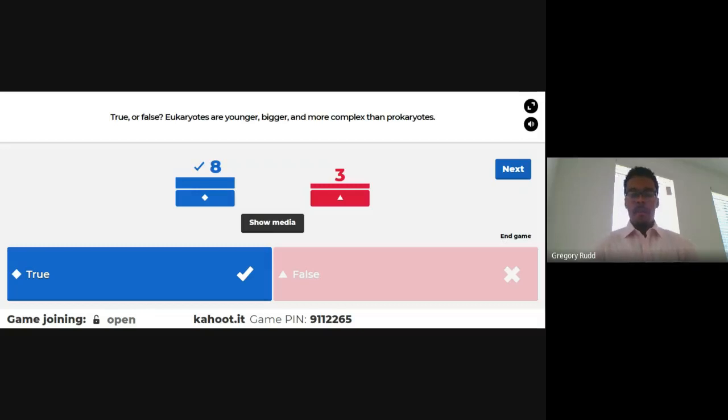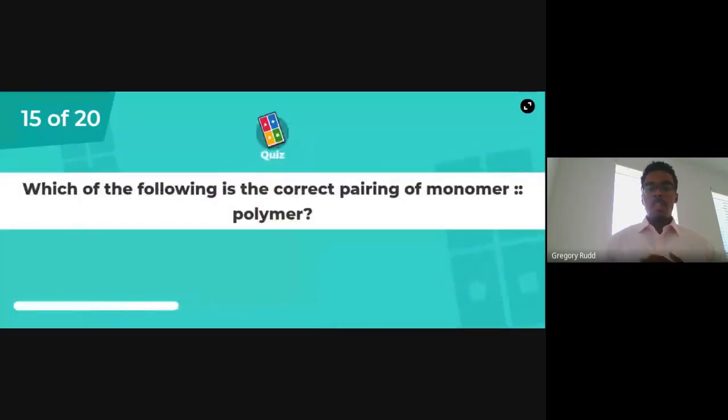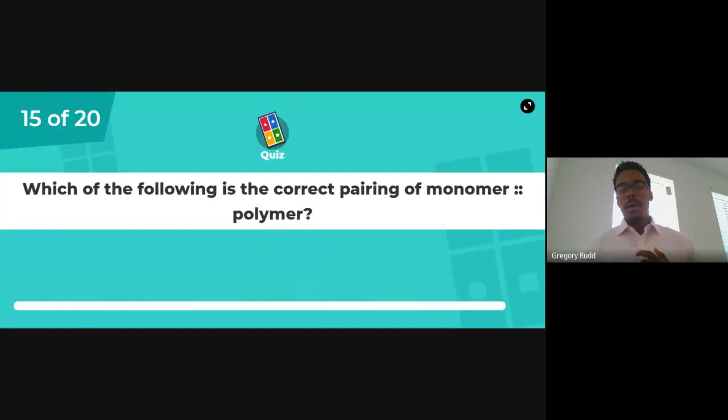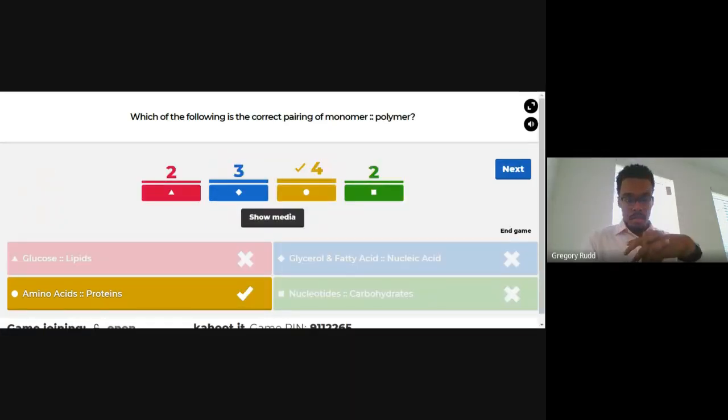Good. Yep. Which of the following is the correct pairing of monomer to polymer? So which one of them pairs up the monomer and the polymer correctly? Good. Everybody else is incorrect. Only amino acids and proteins are correct.